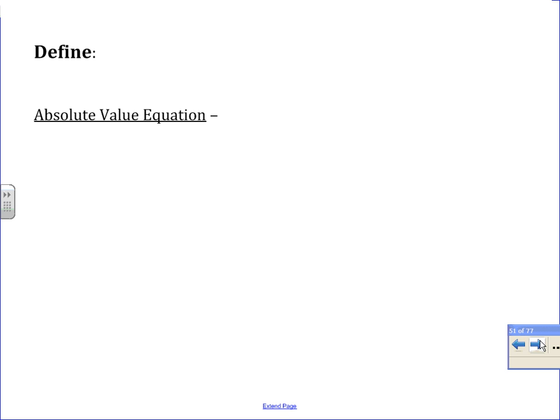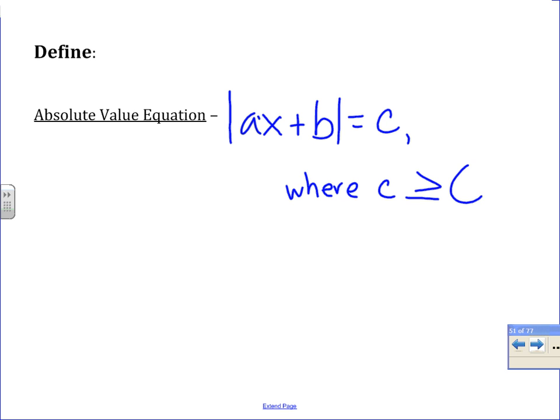Okay, so the absolute value equation, this is page 11 of your notes. I want you to write down next to it, |ax + b| = c, where c has to be greater than or equal to 0. So the absolute value equation is the absolute value of ax plus b equals c, where c has to be greater than or equal to 0. If the c in this equation is not greater than or equal to 0, it's not true.